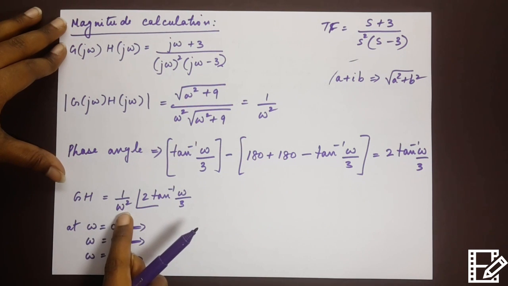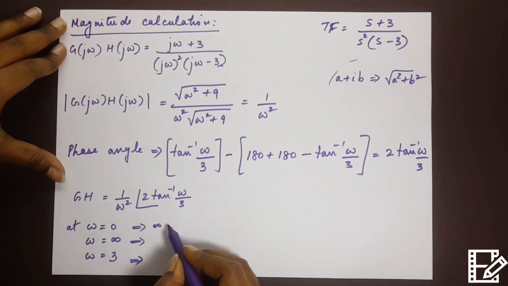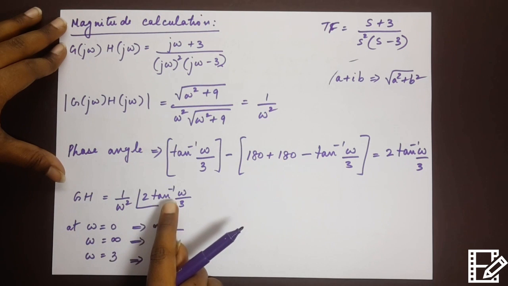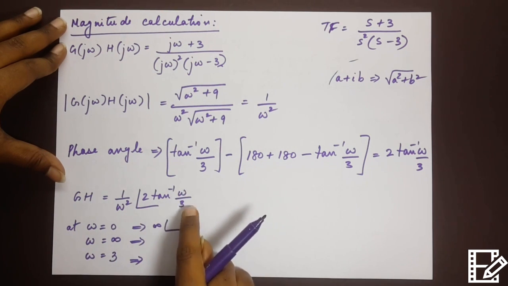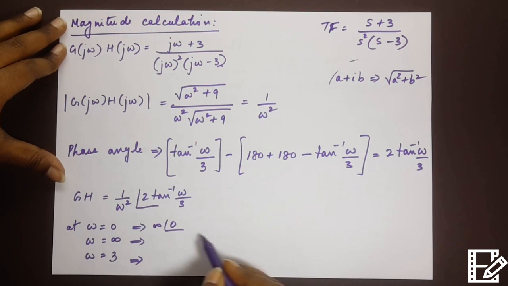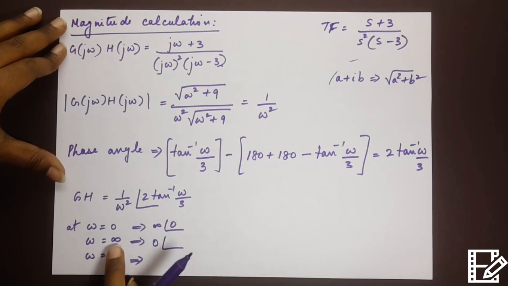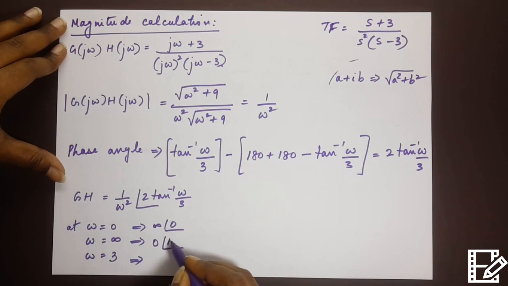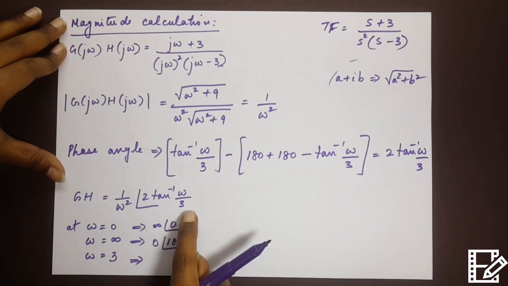At omega equal to 0, substitute 0 over here, 1 by 0, let's call it infinity. The angle is 2 tan inverse of 0 by 3, which is 0. So that's our first value. Next, at omega equal to infinity, substitute infinity here, we will have 0 and the angle being 180, since it is 2 tan inverse of infinity by 3.